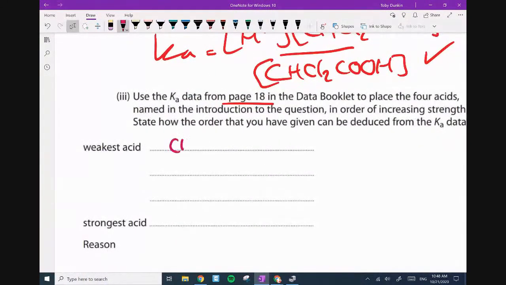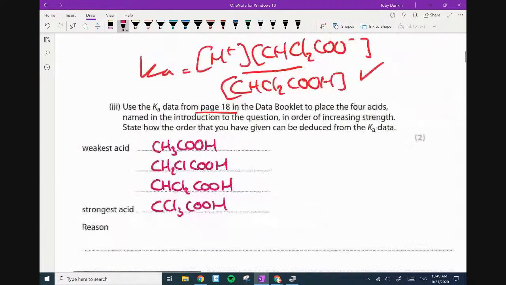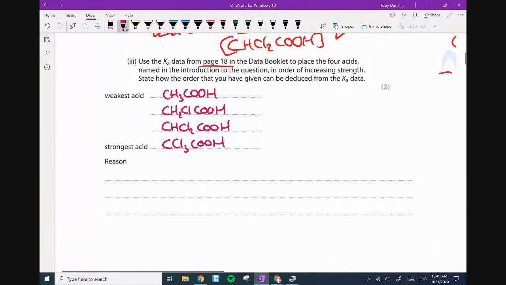So there's nice, easy stages from weak to strong. The first one is ethanoic acid, with no replacements at all. Then CH2ClCOOH, with successive removal of those methyl hydrogen atoms. And the final one, trichloroethanoic acid. It's 2 marks, so that list in order is 1 mark. If you get it in the wrong order, you lose 1.